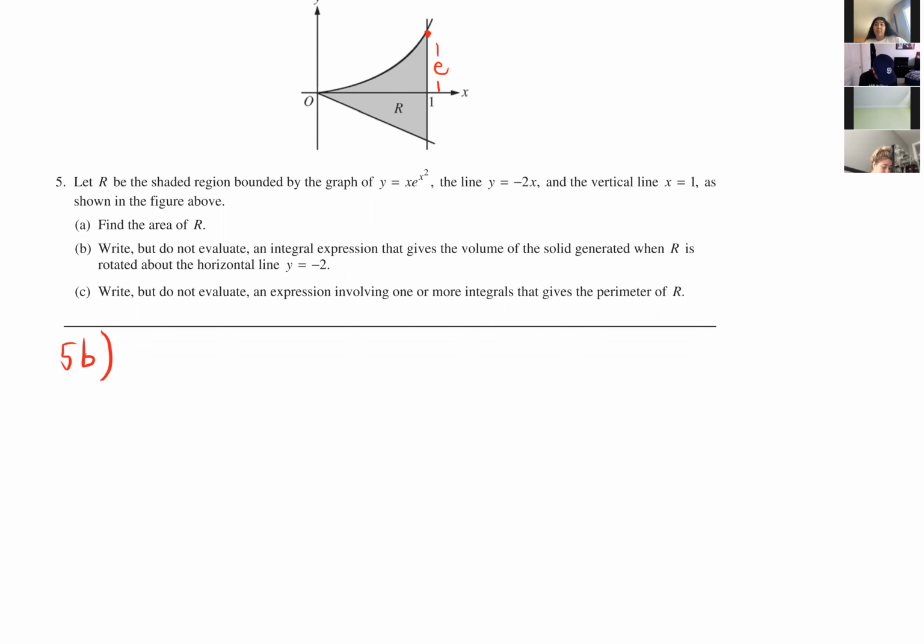And we are rotating about the horizontal line y equals -2. Okay, got it. So we said right here, this was -2. So this is going to be our axis of rotation. So the rectangle is always perpendicular to the axis of rotation. So I'm going to draw a rectangle here. Someone speak up with their mic turned on. Is this washer or disc?